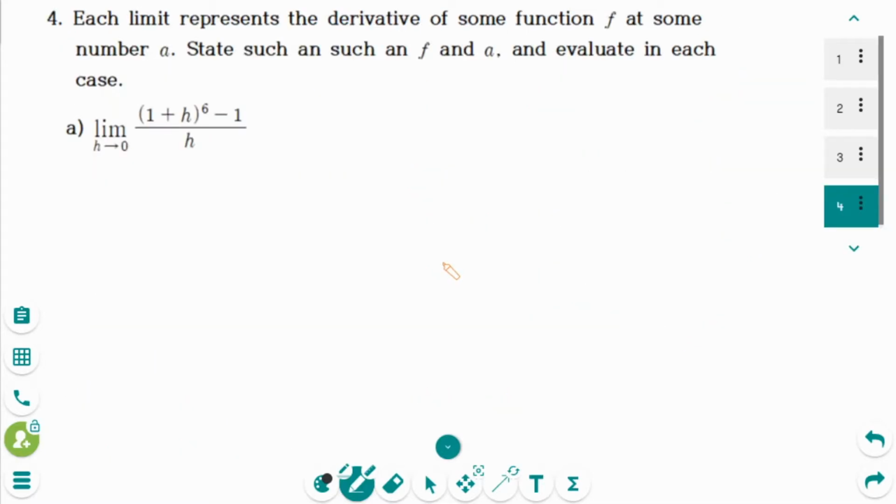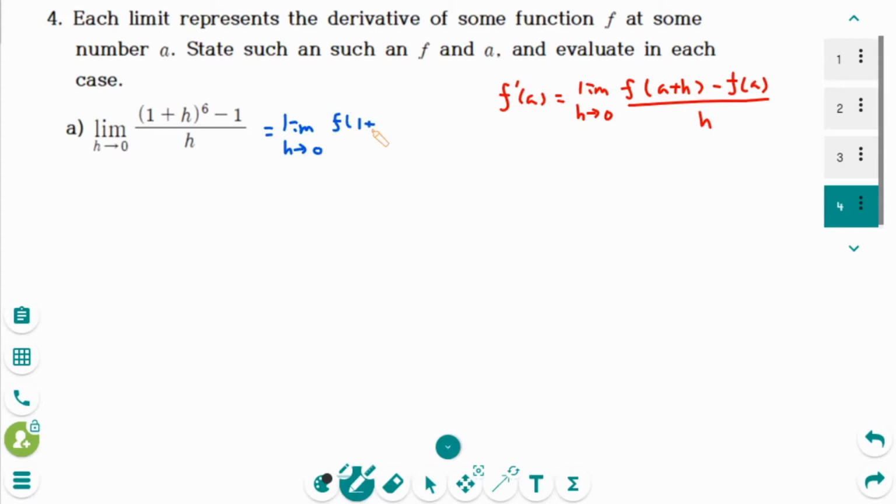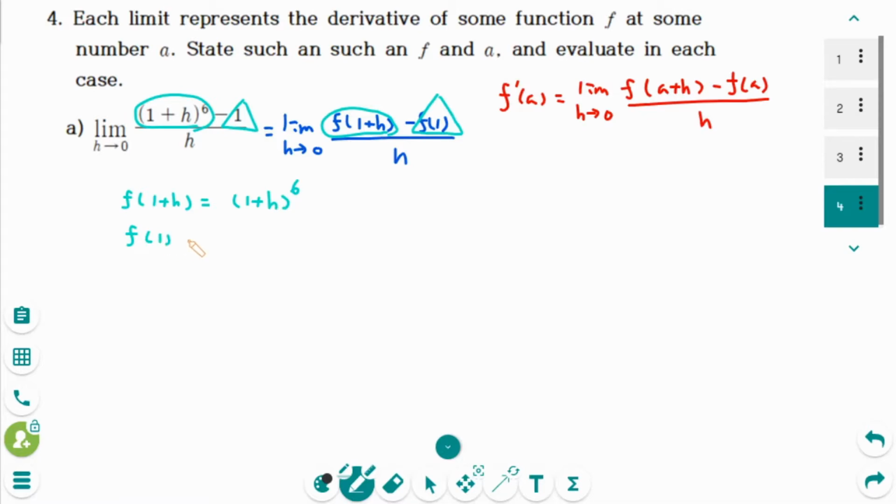Number 4a. The definition of the derivative is f prime a equals the limit as h approaches 0 of f of a plus h minus f of a, over h. Compare these two limits. We can rewrite as the limit as h approaches 0 of f of 1 plus h minus f of 1, over h. That means the first term, f of 1 plus h, equals 1 plus h to the power of 6, and the second term, f of 1, equals 1.